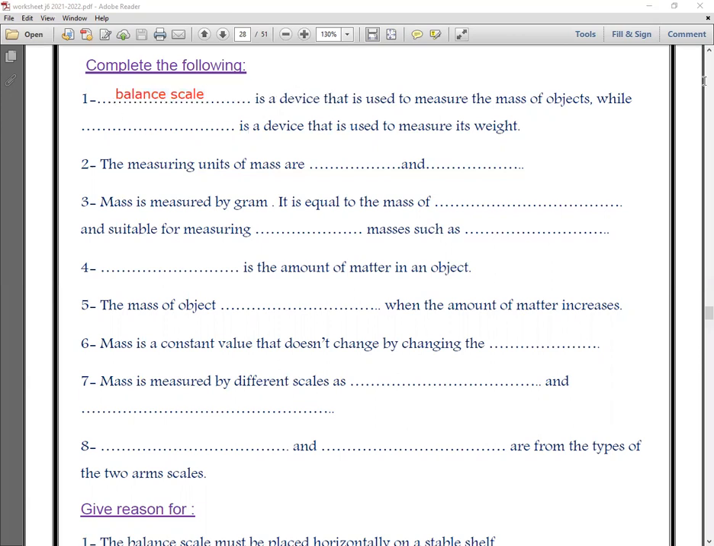Number 2, what is a device used to measure the weight? The weight is measured by spring scale. Okay, number 2, the measuring units of mass are what and what? We have 2 units of the mass: gram or kilogram.